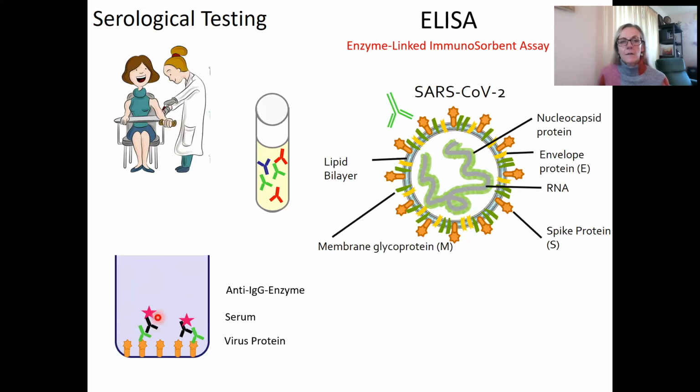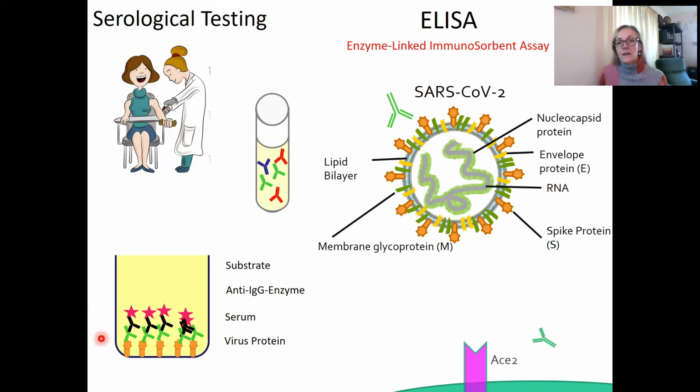These secondary antibodies are coupled to an enzyme. That enzyme will react to a substrate and cause a color change, and then you can measure that color change. If you have a lot of those virus-specific antibodies and then the secondary antibodies, you can get an even stronger color change. And so you can measure relative levels.